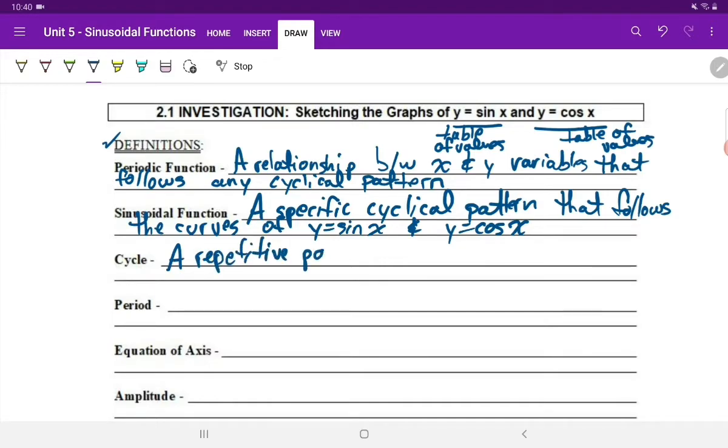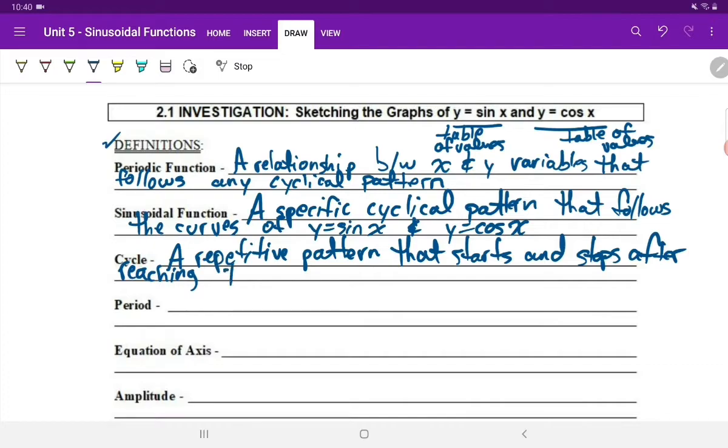These are all terms that I'm going to be using throughout the unit. So a repetitive pattern that starts and stops after reaching the same point.